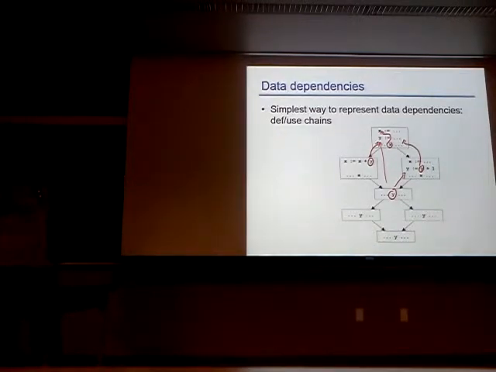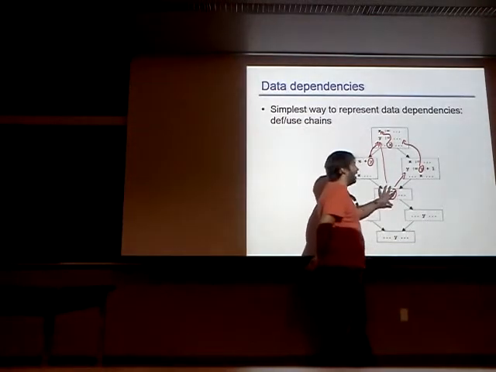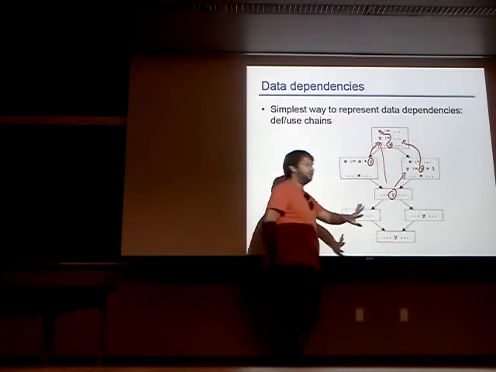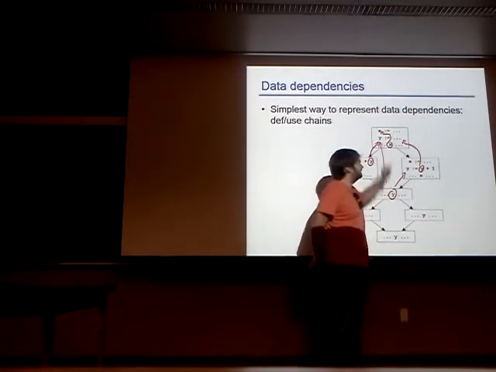I mean, this is the first thing we did was reaching definitions. So if you compute reaching definitions, then for every definition you know where it came from, and you just create a graph that links every use to its definition.